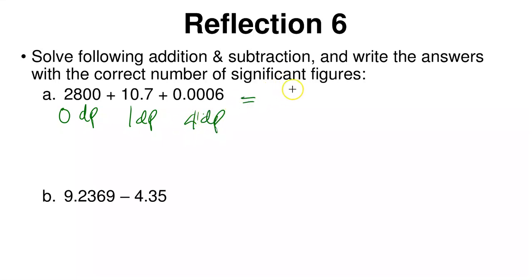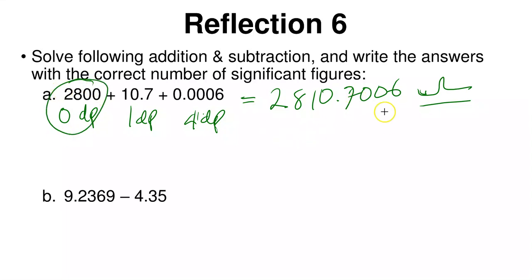So if you add that up, it's going to give you 2810.7006. So to round it off to the correct sig figs, the one with the lowest number, it will be this one, no decimal place. So we're going to write this without decimal places, and that will give us approximately 281, because this is greater than 5, remember we are dropping, we're going to have 2811.